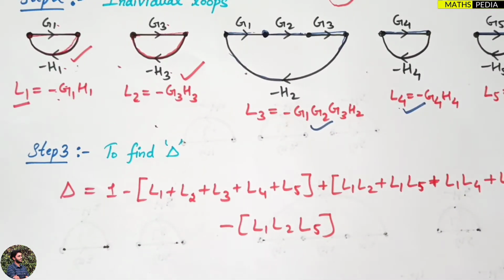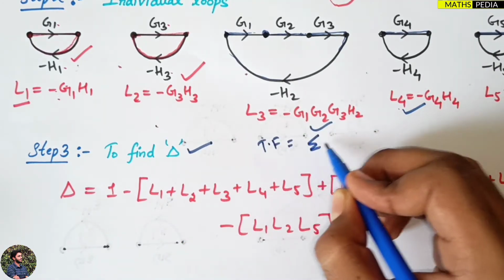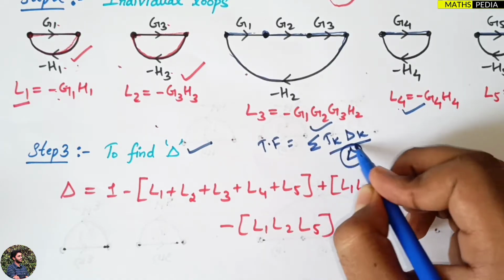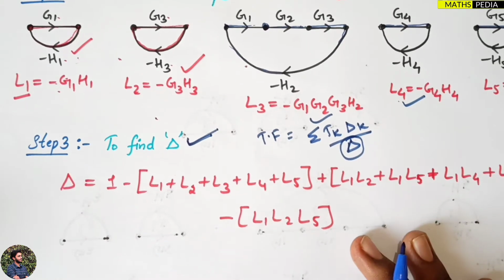Next, we will proceed to the third step. You have to find out the delta value. As you know, in the transfer function, I have the formula summation of Tk into delta k by delta, in which in the denominator I have delta. So that we will find out in the third step. So delta, we have one formula.